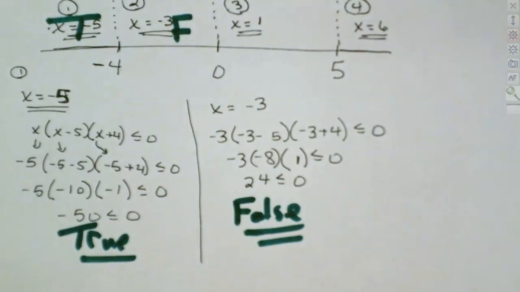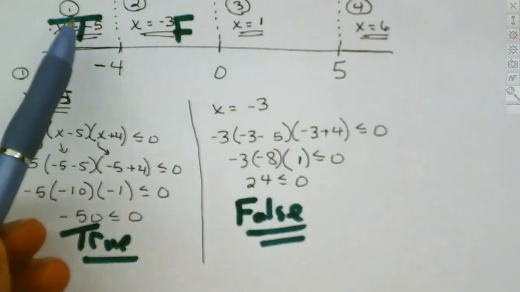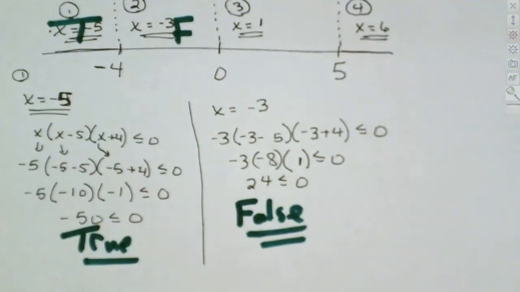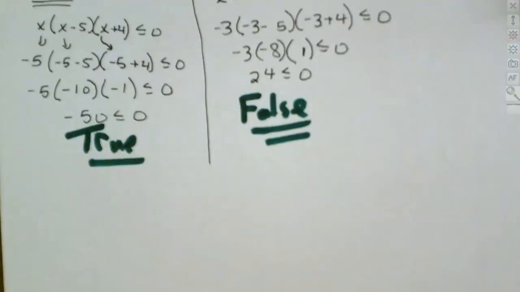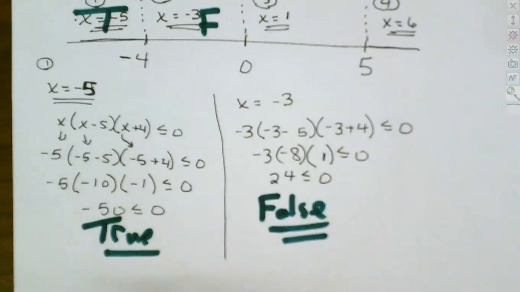Now we still have to do the other two regions, but normally, not always, but most of the time, they're going to go true, false, true, false. They'll switch back and forth, but not always. So you do need to make sure you check. The next one we're going to check is this 1. So we're going to plug in a 1.